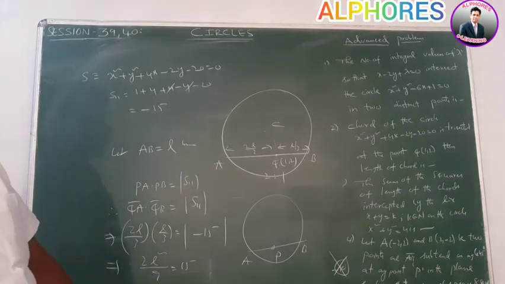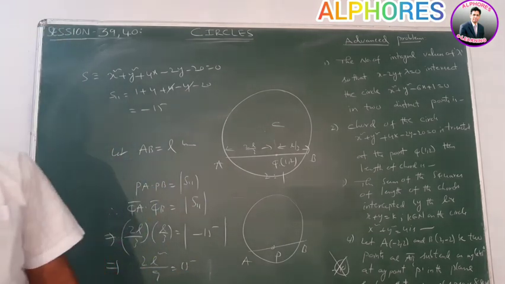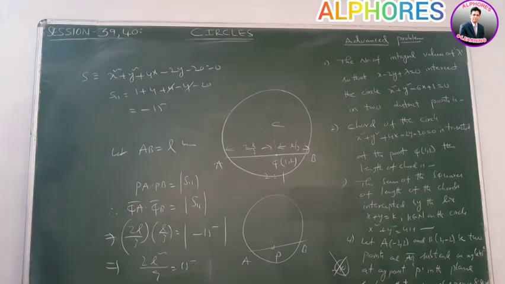PA into PB is equal to mod S11. Very important. PA into PB is equal to mod S11. By using that property, we find the length of the chord. Next, third one.